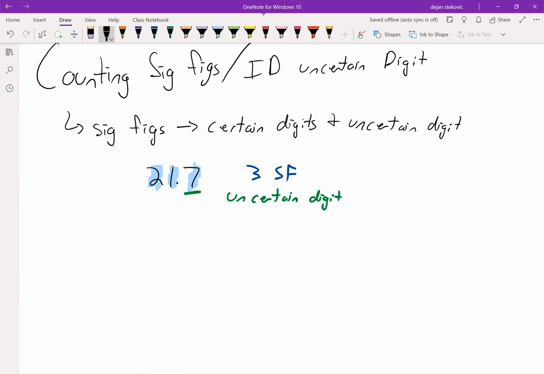And then after that, we took the measurement of 21.68. If we think about it here, all these 3 are our certain digits, so those are significant. And then that one's our guesstimated, our uncertain digit, so that's also a sig fig. So this has 4 sig figs. And in this case, the uncertain digit is now in the 100th place, whereas before it was in the 10th place.